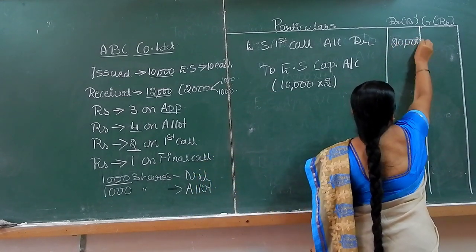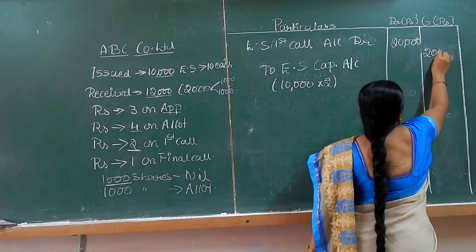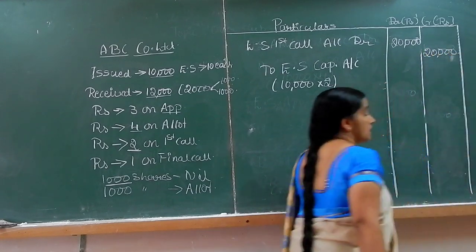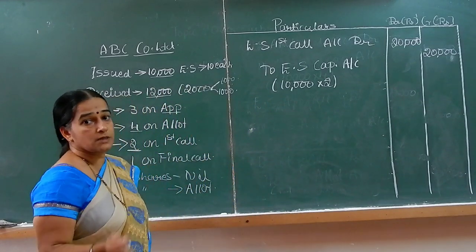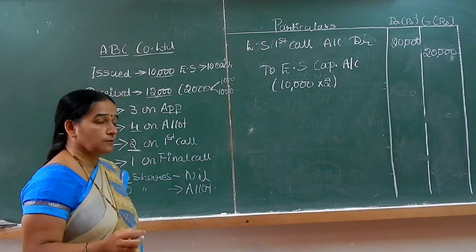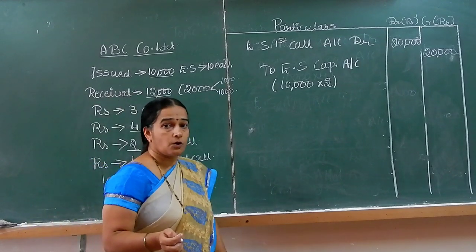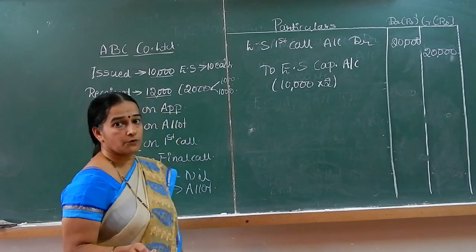That is 20,000, being the first call money due on 10,000 equity shares.